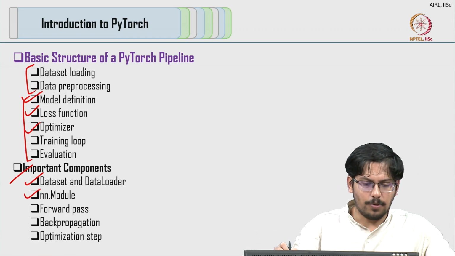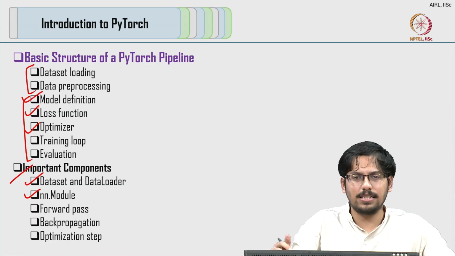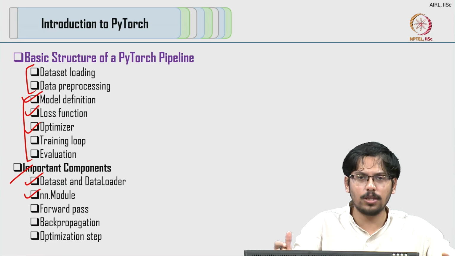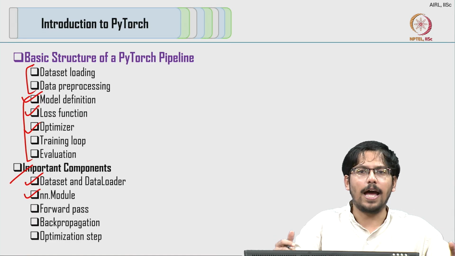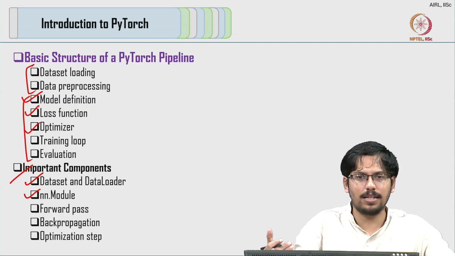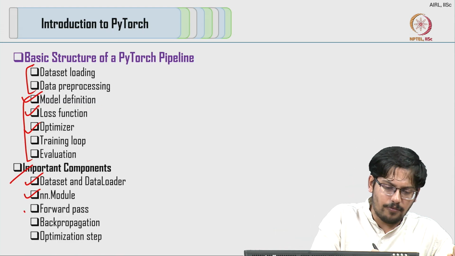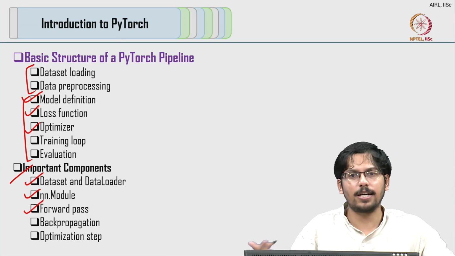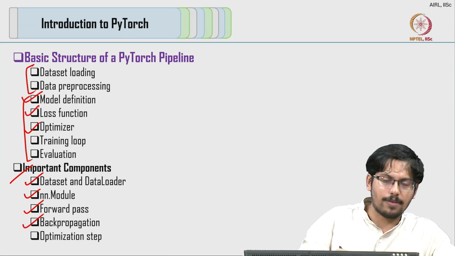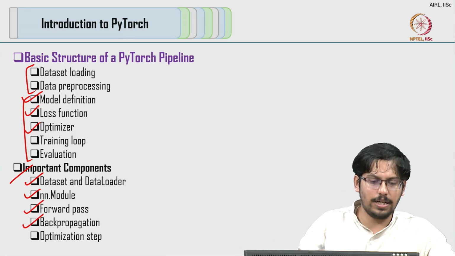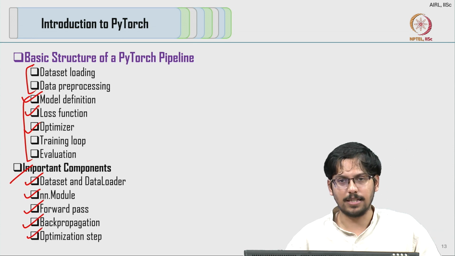There is nn.Module, which is essentially the class which defines all the neural network operators, and we would use this as a base class and derive our model out of this base class. There is the forward pass, which is essentially passing the input and getting the output. There is the backward propagation, which is updating the weights and essentially the optimization step itself, right.